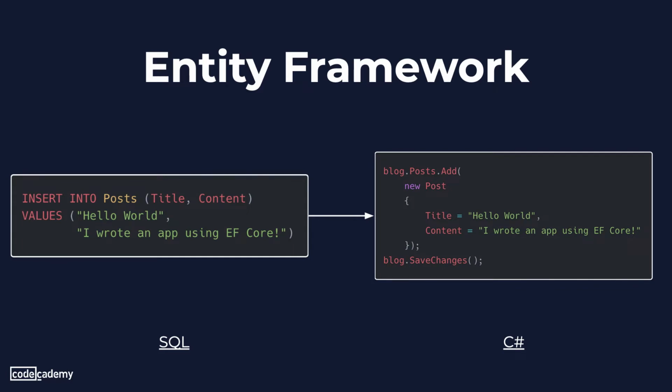You can see we're using the built-in method add to add a new entity to a context, which will insert a new record into the database when we call save changes. Within the add method, we're creating a new instance of a post that we're going to be creating, and then we're specifying the properties and values of it. So you can see we're specifying the title property and giving it a value of hello world, and the content property with a value of I wrote an app using EF Core. And once we call save changes, the method will build and execute the insert method that we see on the left. An ORM essentially provides a bridge between relational database tables and, in this case, C# objects.